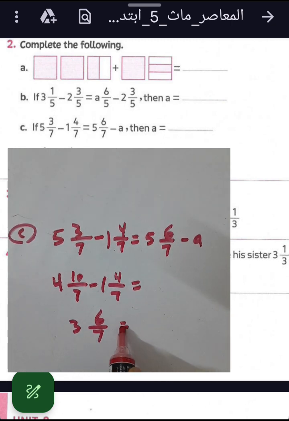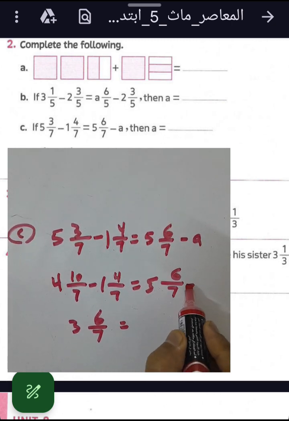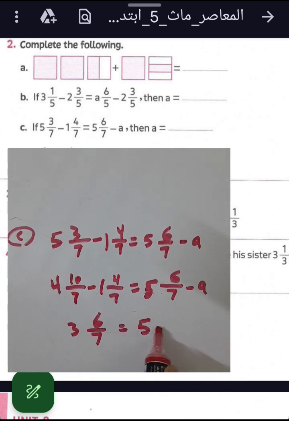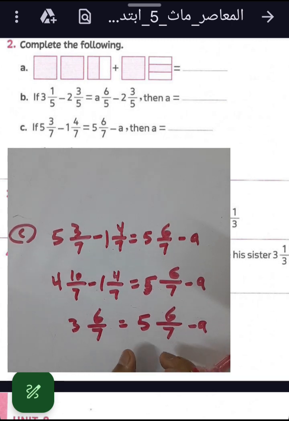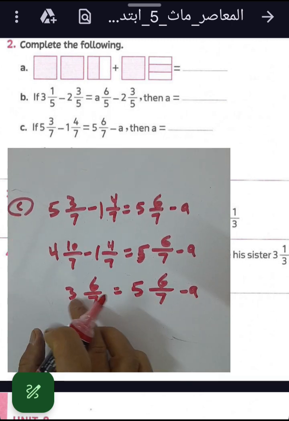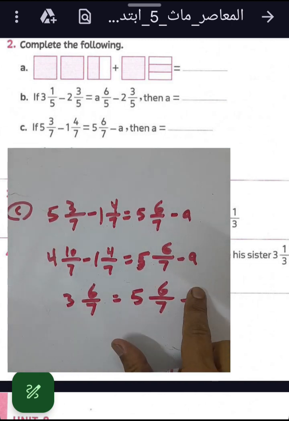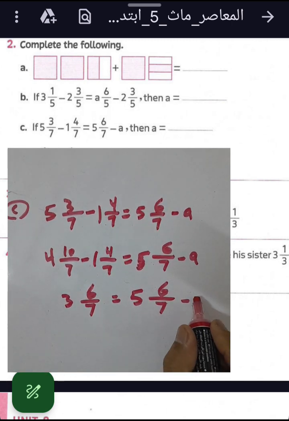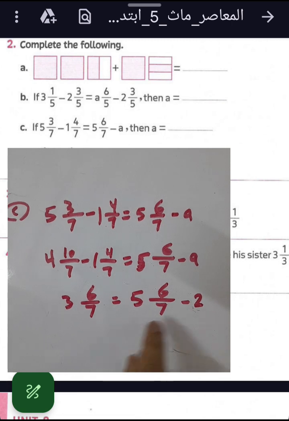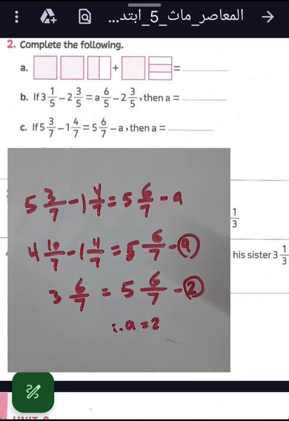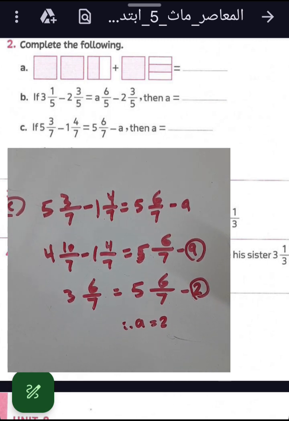And then the result will be 5 and 6 over 7 subtracted by e. We want to find e here. To find the value of e, you must find the difference between 5 and 6 over 7 and 3 and 6 over 7. They are like fractions. Okay, then e must be equal what? 5 minus what equal 3? 5 minus 2. Okay, then the result will be 2. Then the value of e equals 2, because 5 minus 2 equals 3, and 6 over 7 subtract by nothing will be 6 over 7. Then the value of e here equals 2 for question letter C.